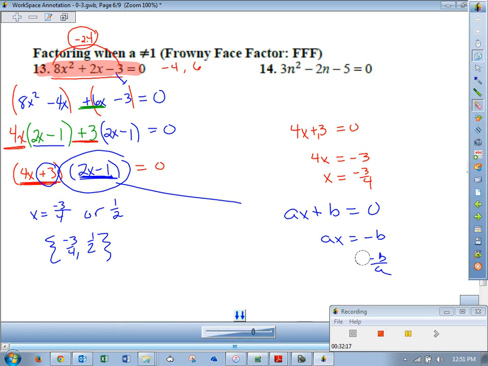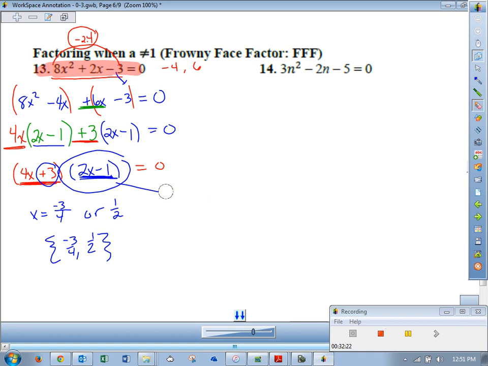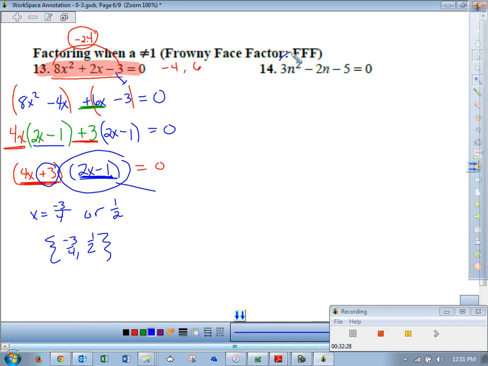Again, that was only one example. We got more to go. It's been a while. Hopefully you get more comfortable as we go. Why is this a frowning face factor situation? A value is not 1. Make the frowning face.